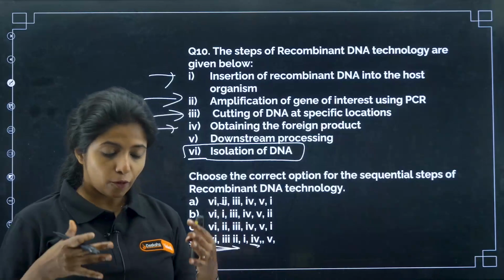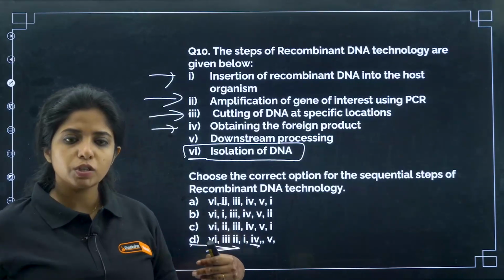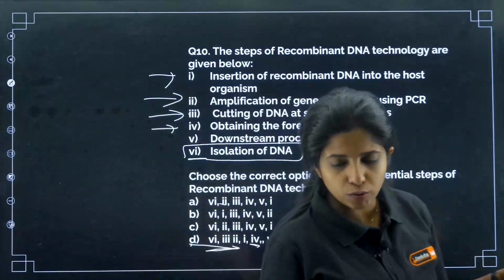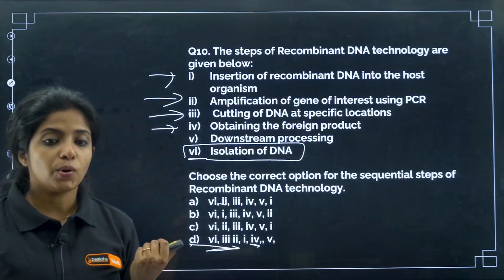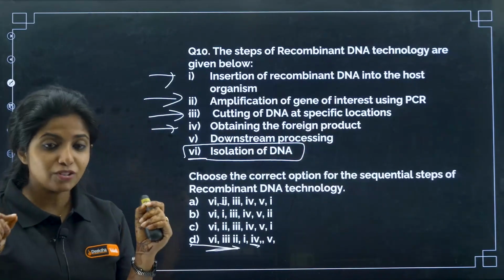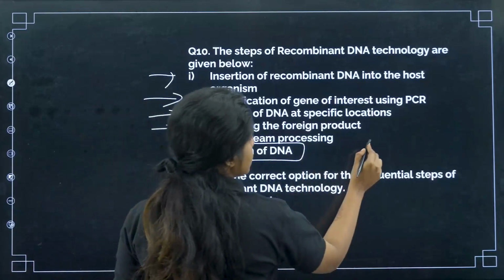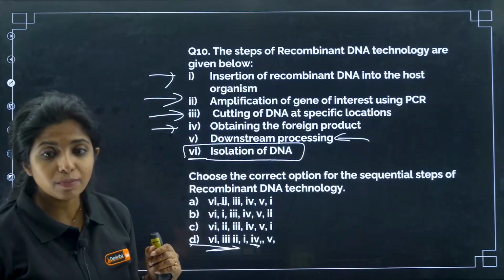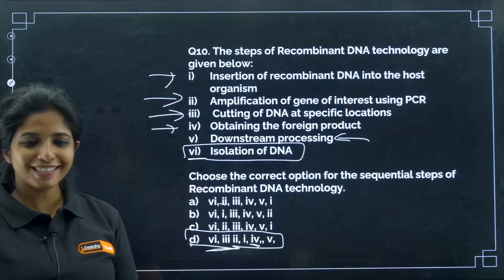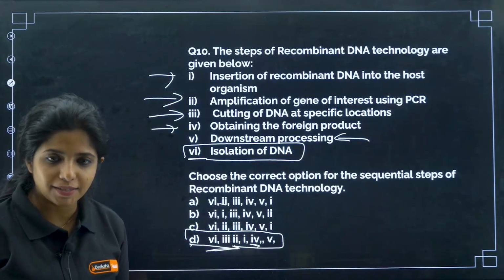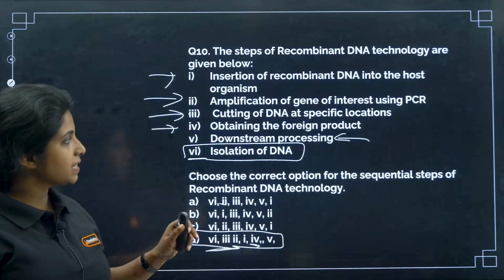After that, the foreign product which is obtained will be mixed up with all the other things which are not needed, so you have to do some processing. What do you call this processing? You call this downstream processing, and with that we end it. Cool, so this becomes your answer. Easy, no? So step by step you have to go.